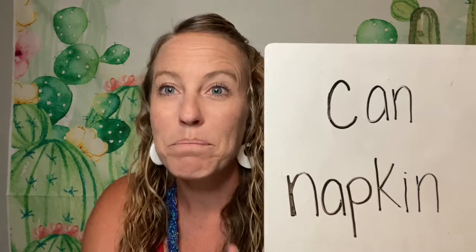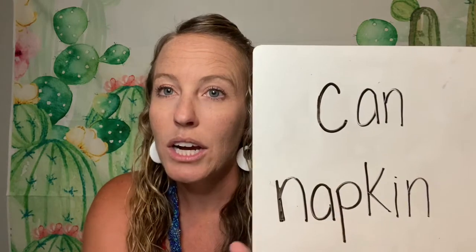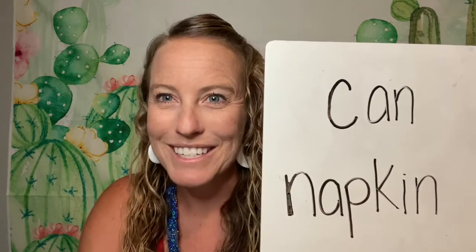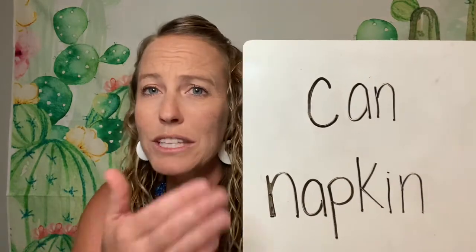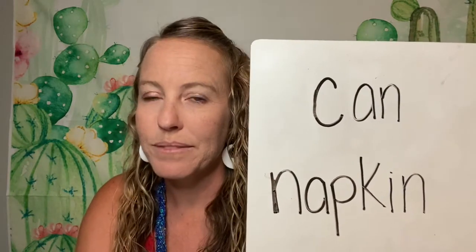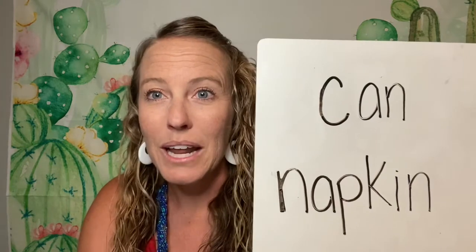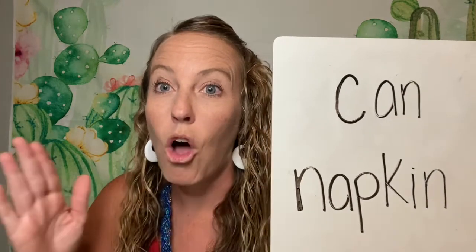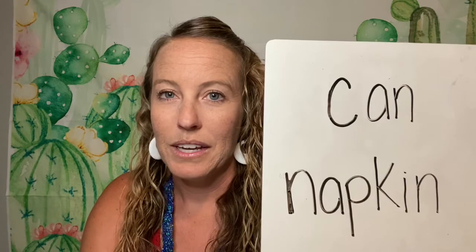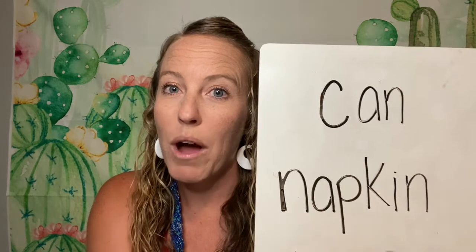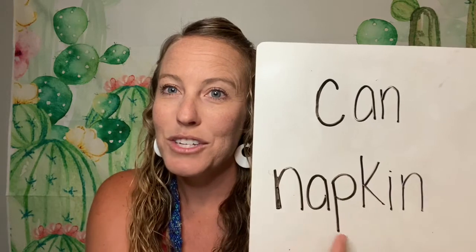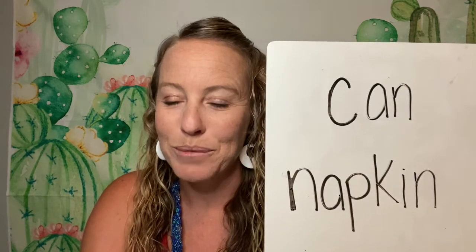Good job. They both have the k sound. Great. How are they different? Let's look at these two words and how are they different? Good. Napkin is longer. Napkin also has two what? Two vowels. Good job.